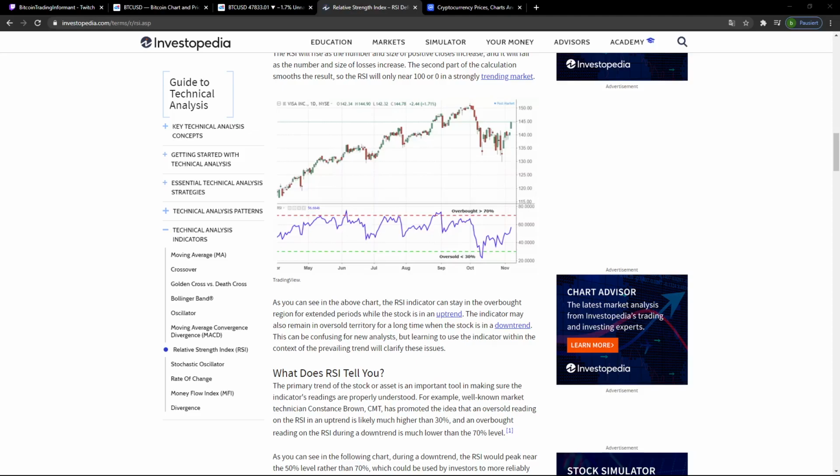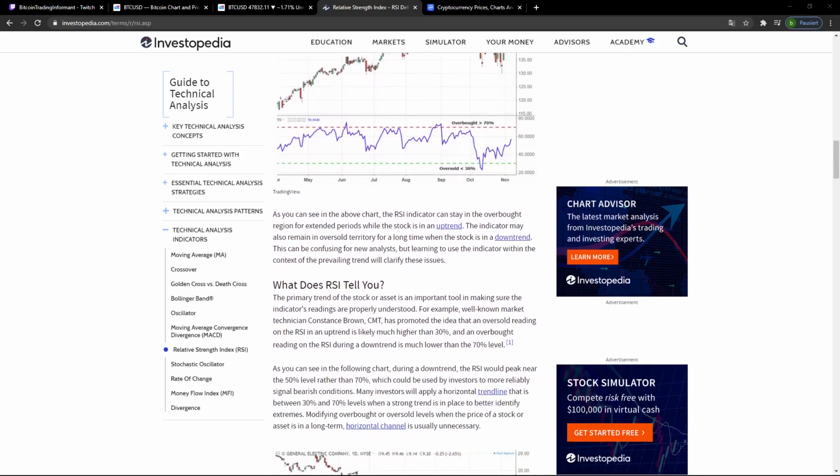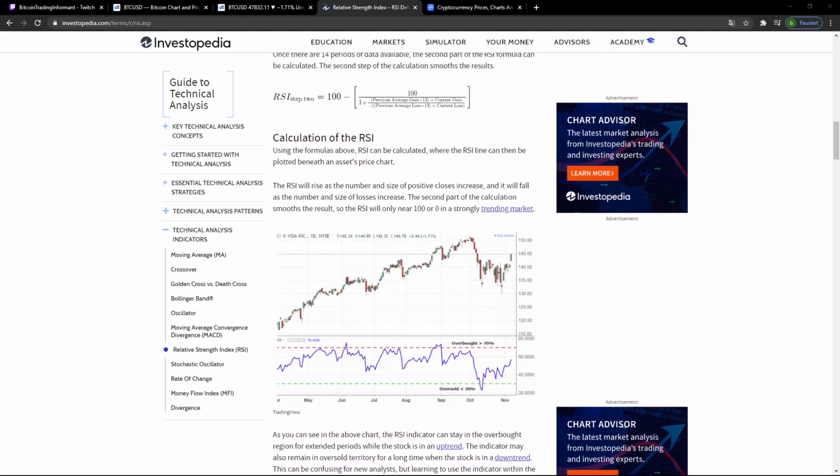So it's an indicator for which direction it's possible that Bitcoin, Ethereum, or whatever coin you are trading, or stocks or whatever else, is going. One thing is very important, I will read about this: the RSI will rise as the number and size of positive closes increase, and it will fall as the number and size of losses increase.